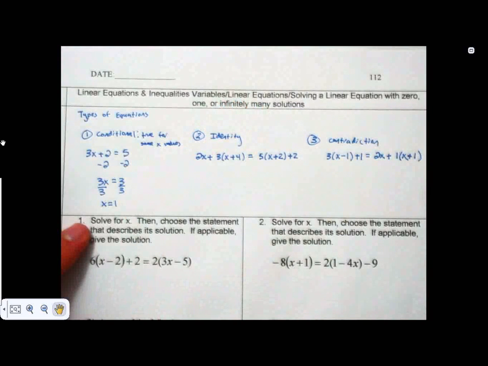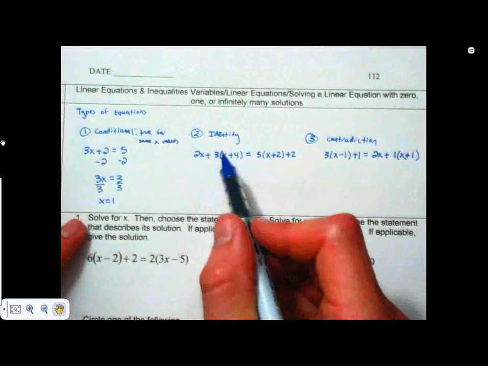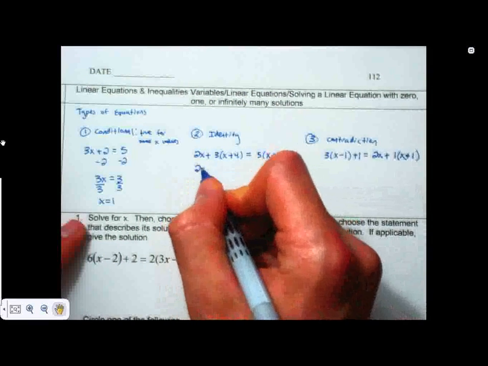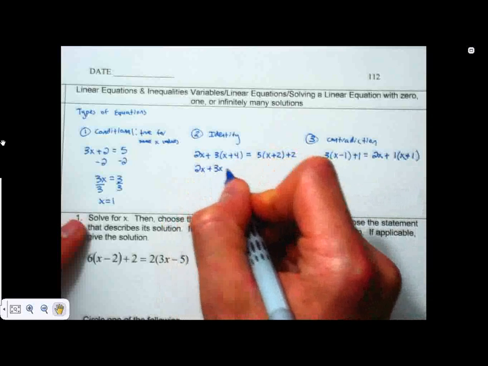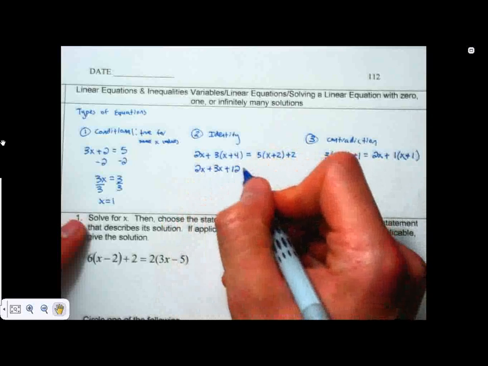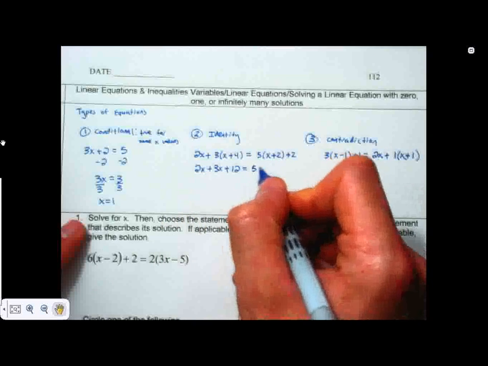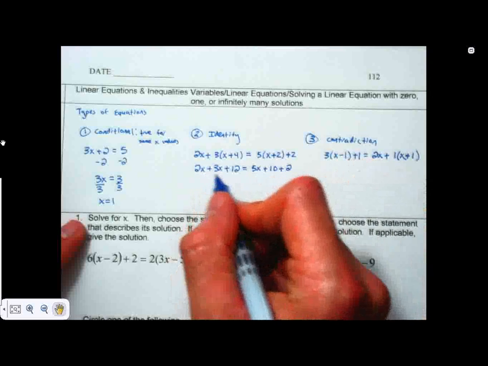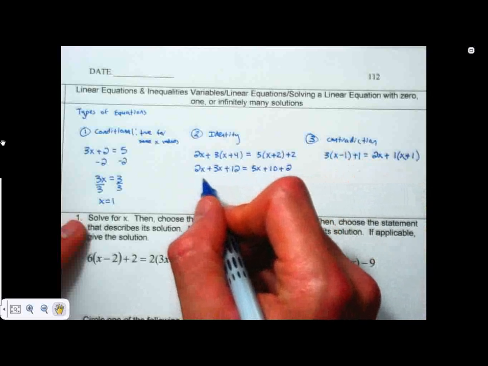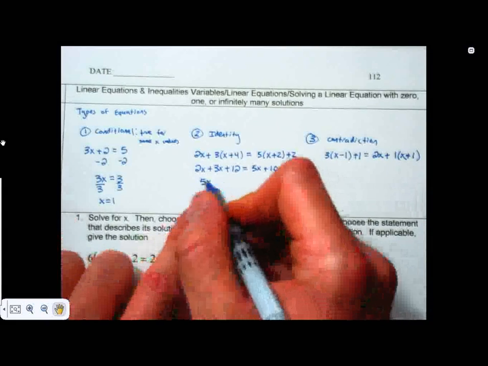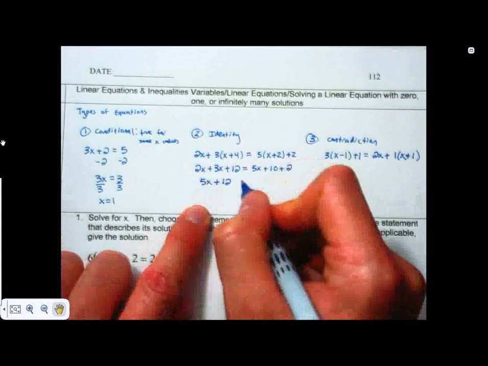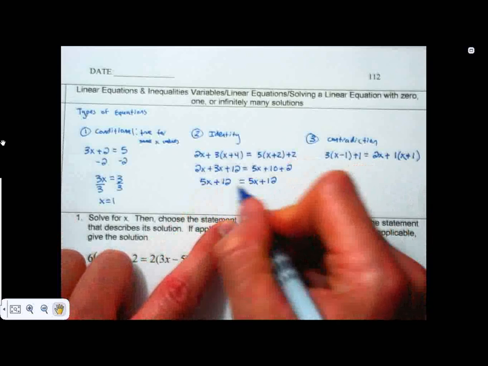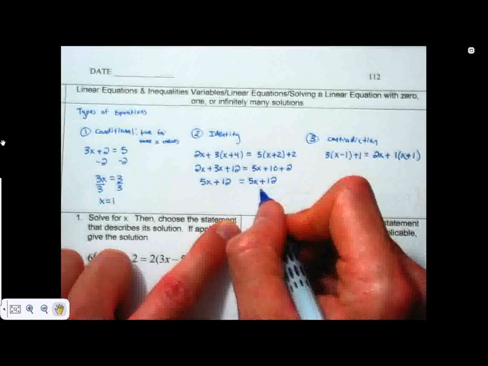Let's look at an identity and see how that differs. So if we use the distributive property, we'll have 2x plus 3x plus 12 on the left-hand side. On the right-hand side, we'll have 5x plus 10 plus 2. And if I put together like terms, I'll have 2x and 3x is 5x plus 12 equals 5x plus 12. So notice that the left side and the right side are exactly the same.